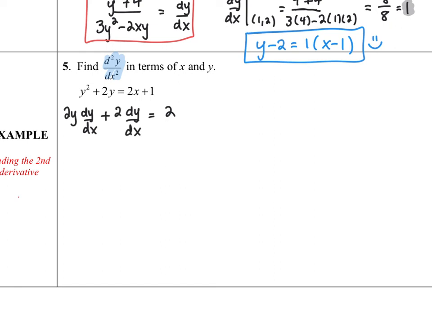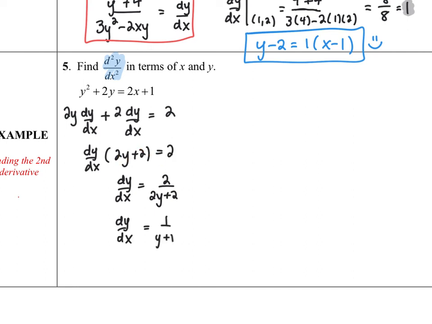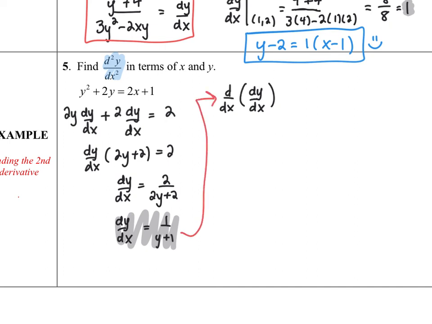So now I have my dy dx terms collected already, so I'm going to factor that out and then divide by the 2y plus 2. I can divide by that 2 and simplify this a little bit. So here is my first derivative. So now I have to find the second derivative. So as I come up here, if I use that derivative notation, I'm going to do the derivative of dy dx with respect to x.